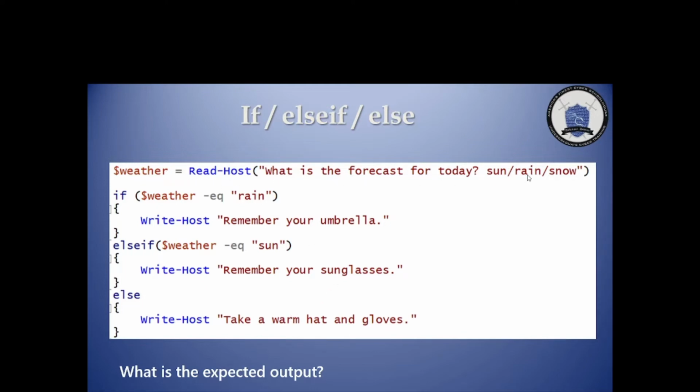So if they input rain, then it's going to put remember your umbrella. If they put snow, well, okay, we don't have one set for snow. Here we've just got rain and sun, so it's just going to execute this last portion and print out, take a warm hat and gloves.